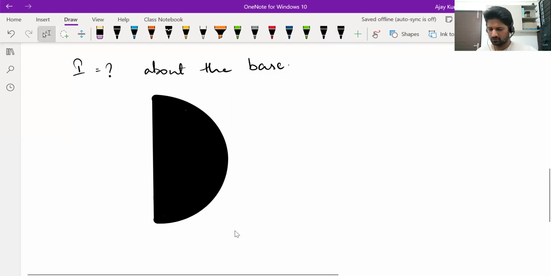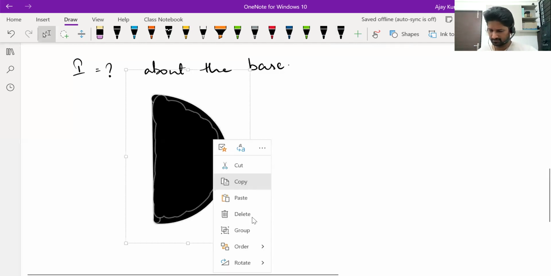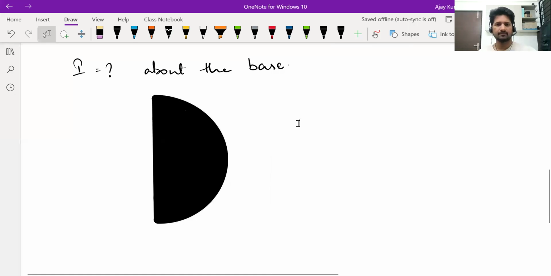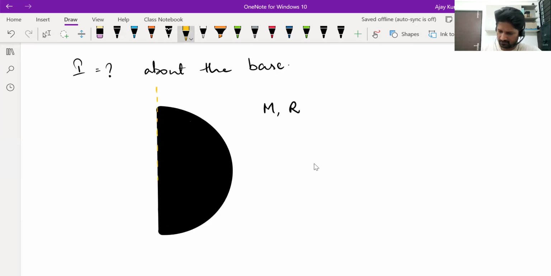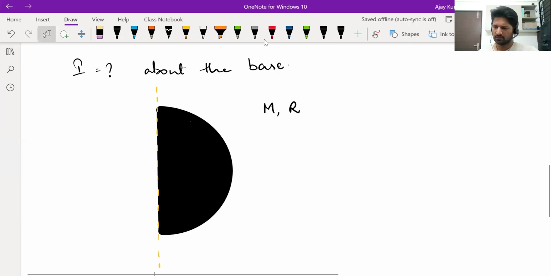Rishi, tell me, what do you know about the moment of inertia of a disk? No response. Aishwarya, you tell. What have we discussed about the moment of inertia of a disk? Sir, mr square by 2. About which axis? Whenever you mention a value of moment of inertia, you have to mention the axis also. About its own axis. Own axis will be perpendicular to the disk.